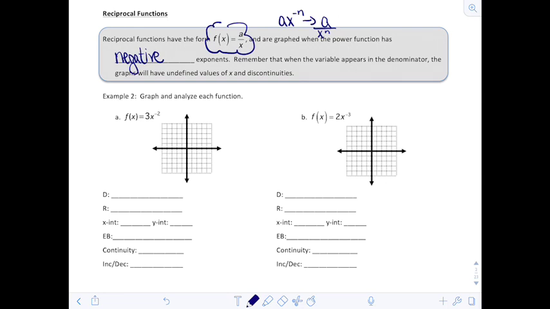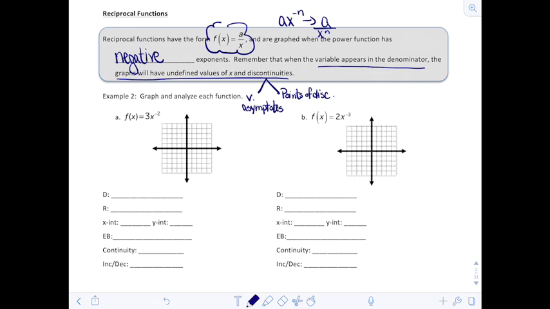Now I have what's referred to as a reciprocal function, and it's also a type of rational function as well. Remember, when the variable appears in the denominator, this is important, the graphs are going to have undefined values of x and discontinuities. Remember, they're going to have vertical asymptotes, or points of discontinuity.